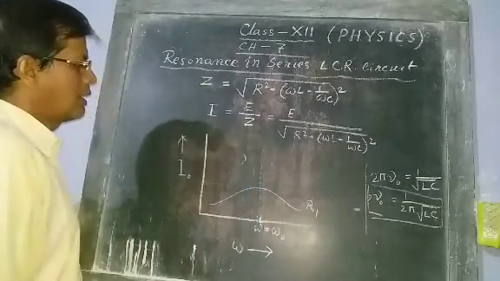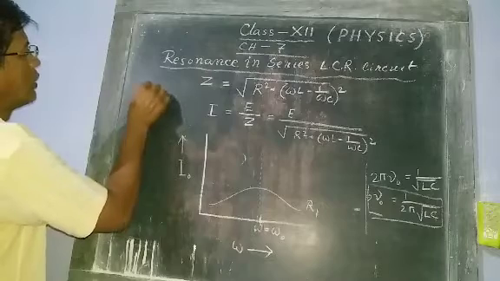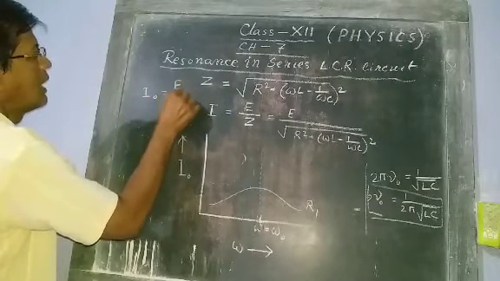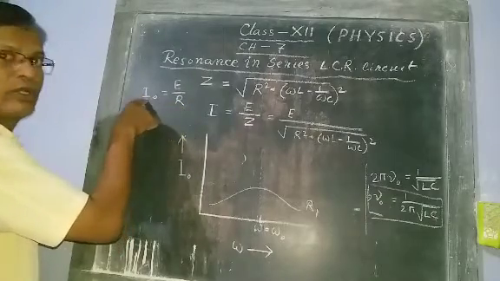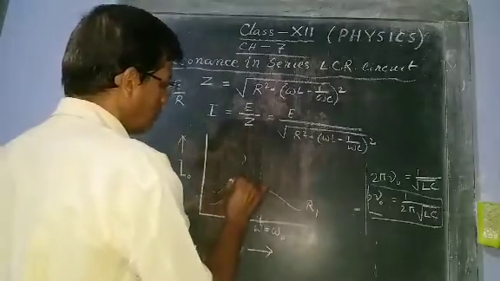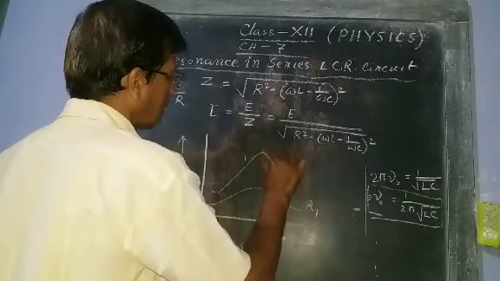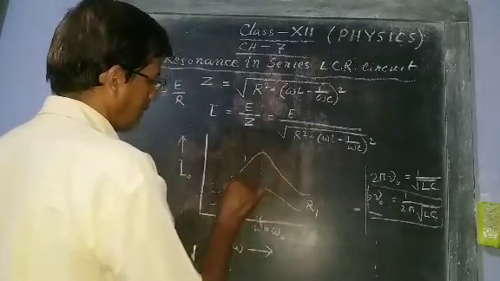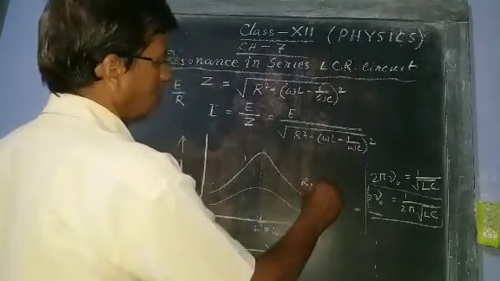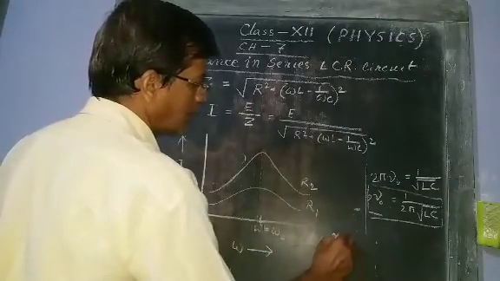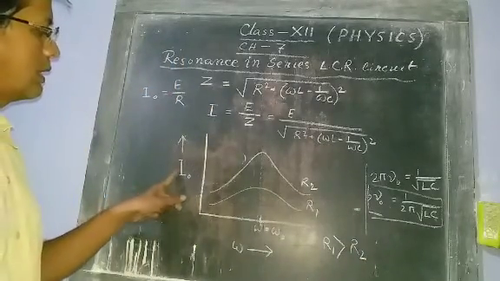Suppose resistance is decreased. If resistance decreases, what do we get? I naught equals E by R, so I naught is inversely proportional to R. If resistance decreases, I naught will increase. So the graph will be this, R2. Here R1 is greater than R2. So this is the graph between I0 and omega.